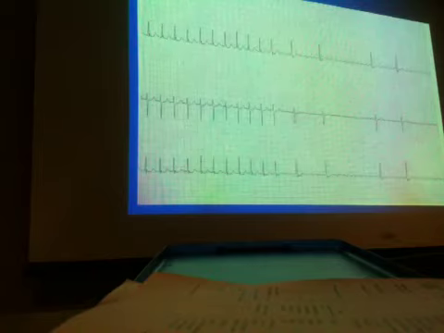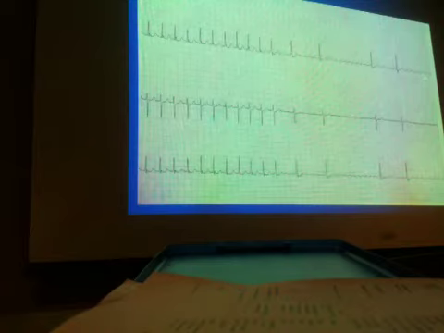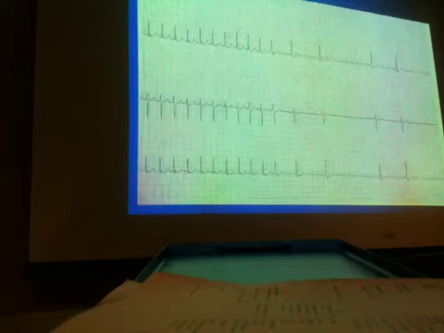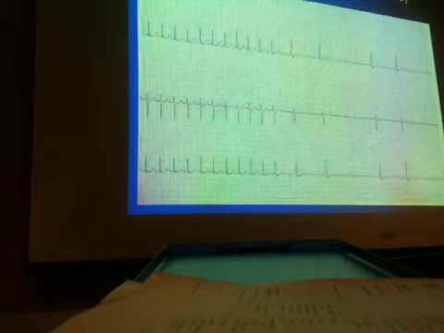Okay? So here you don't see the P waves, but it's way too fast. Okay, it's 170 beats a minute. And then once we slow it down, we slow down the ventricle, but we're not affecting the atrium at all, so we see all those sawtooth P waves. Okay? So that's what adenosine does. It's a very fast-acting medicine. And you see how quickly it slows the patient down from 170 to what?